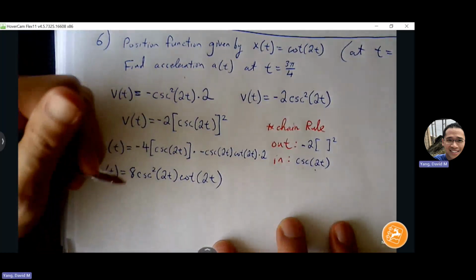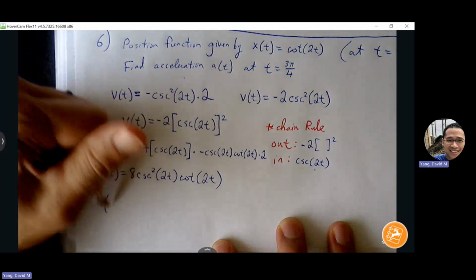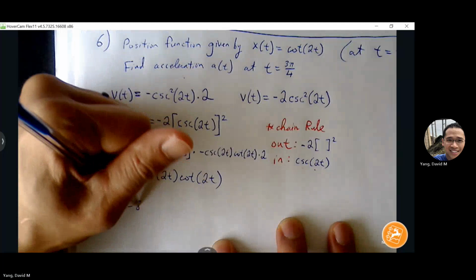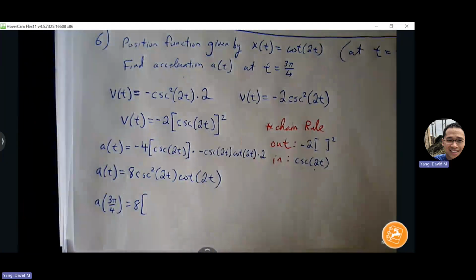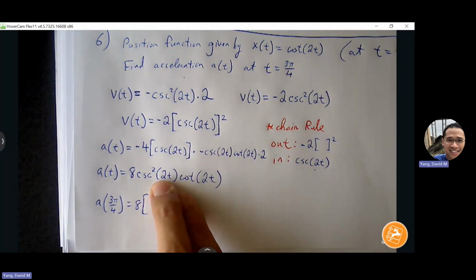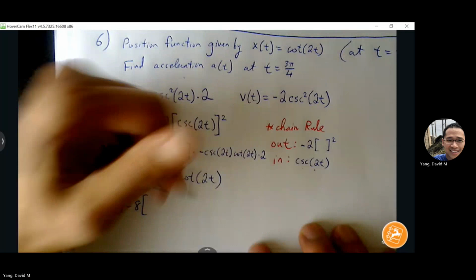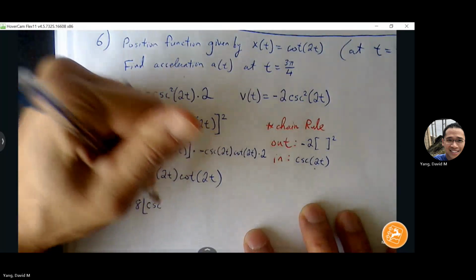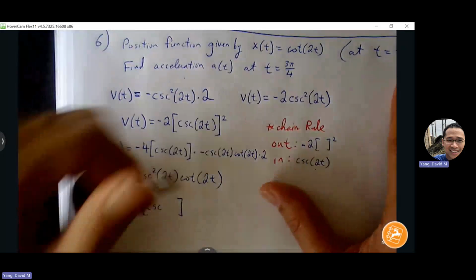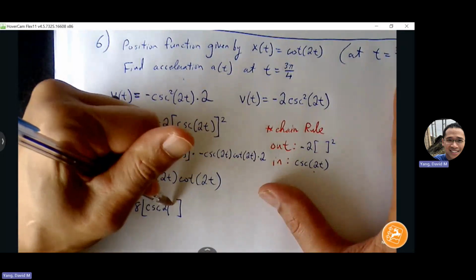Okay, let's replace every t with 3π/4. I just merged these together. You don't have to. Cosecant 2t, cosecant 2t, I just merged to be cosecant squared 2t. Bring it out again as I remember. So 2 times 3π/4.